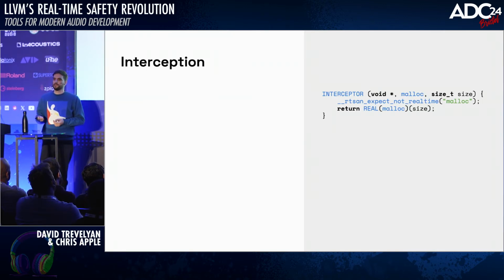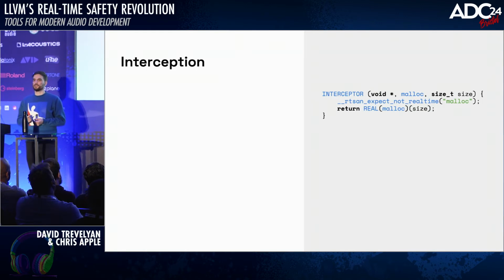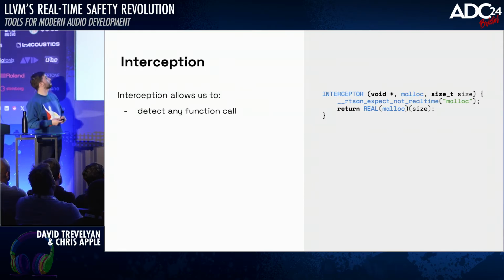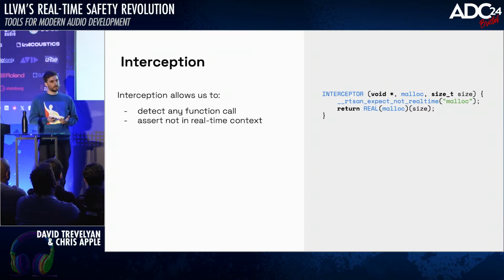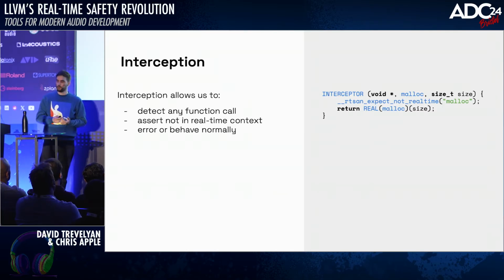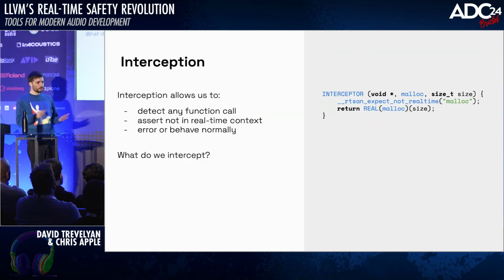All right. So we've seen the power of interception. It allows us to do a lot of things. We can detect any function call. We can assert we're not in a real-time context. We can choose to error or behave normally. So what do we intercept?